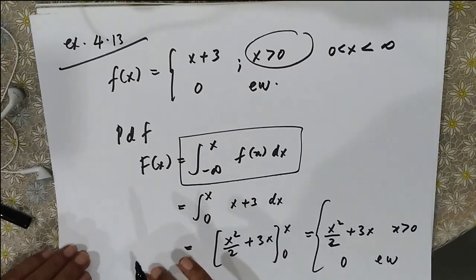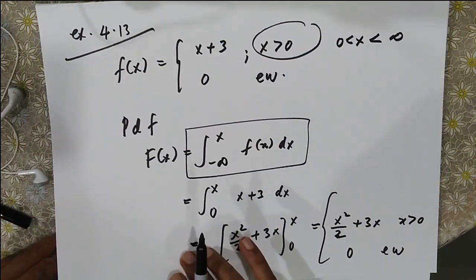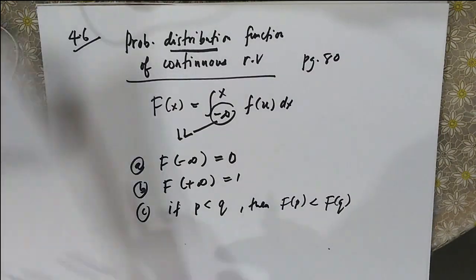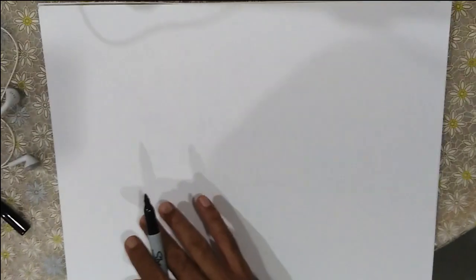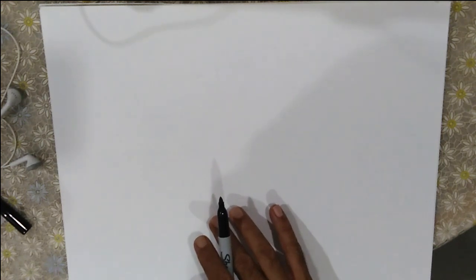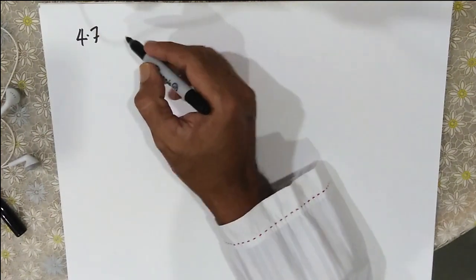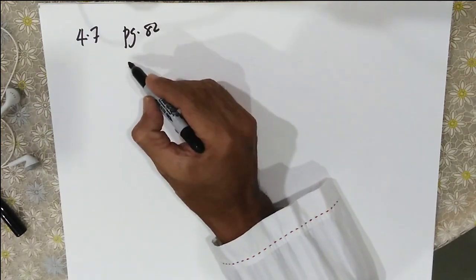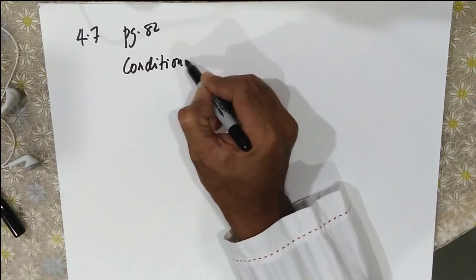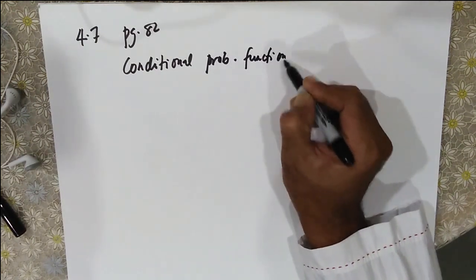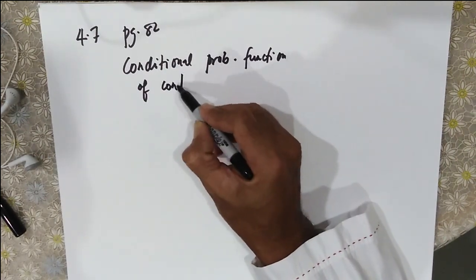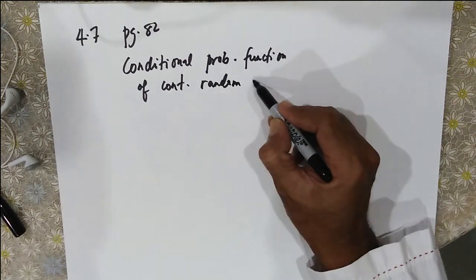Okay, the next part I want to show you how to solve is the new part here: the joint probability function of continuous random variables, 4.7, page 82.